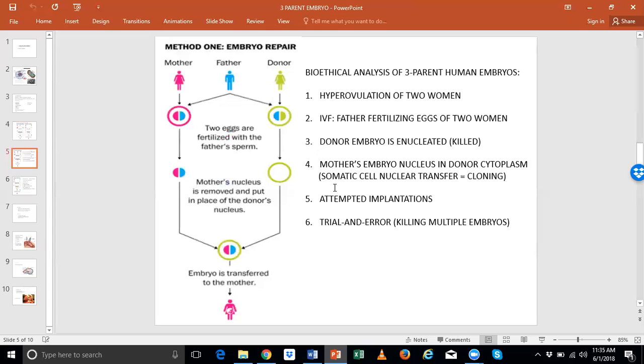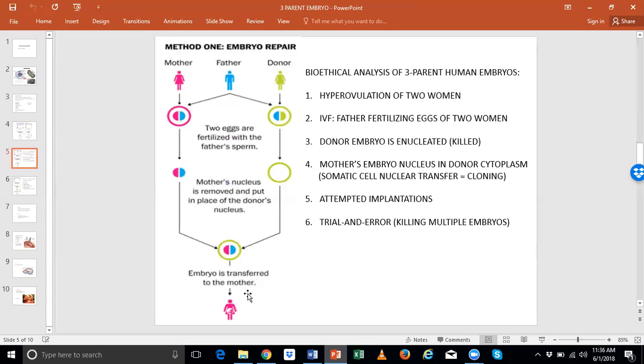Next, the mother's embryo, the nucleus goes into the cytoplasm of this donor, right? Essentially the cloning that I described. So now we're doing human cloning here. Okay. Attempted implantation.